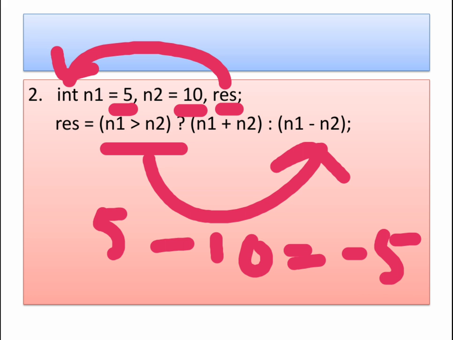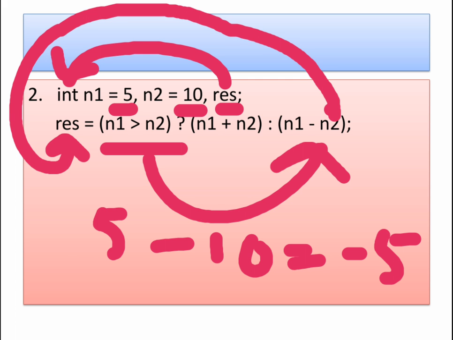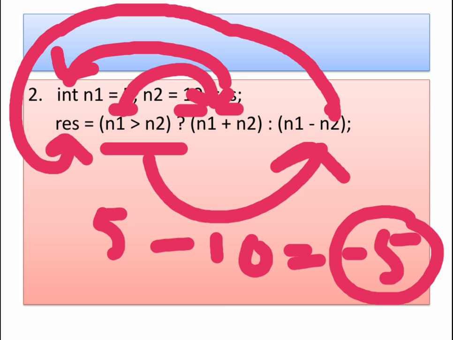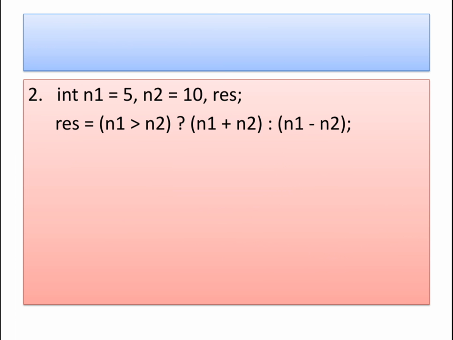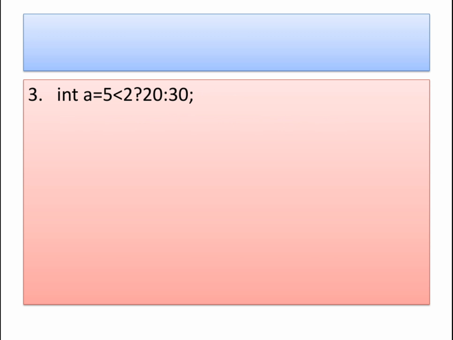Now minus 5 will be assigned to what? It will be assigned to the res variable. So res will store the value minus 5. Okay. First it will check the condition and decide where it should go. If the condition is true, then it will move to this part. But since the condition is false, it will move to the third portion.